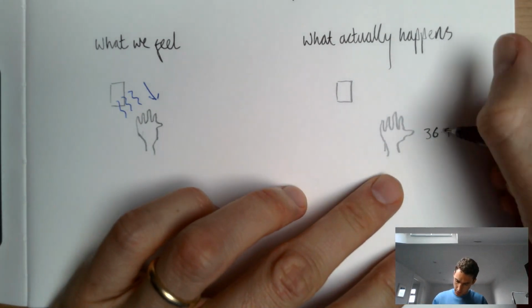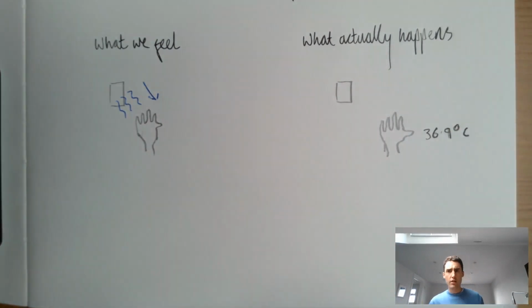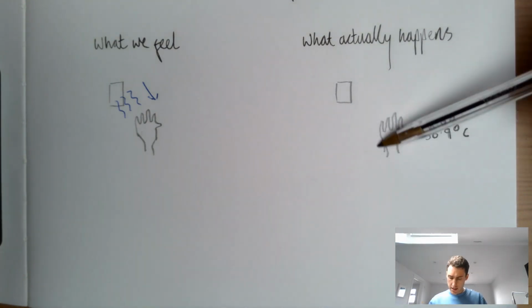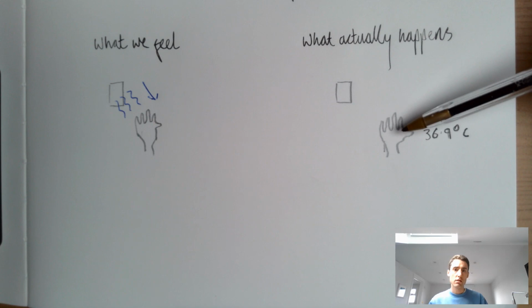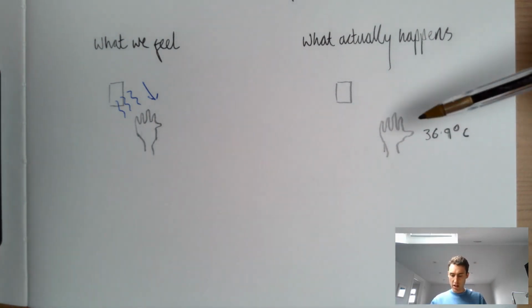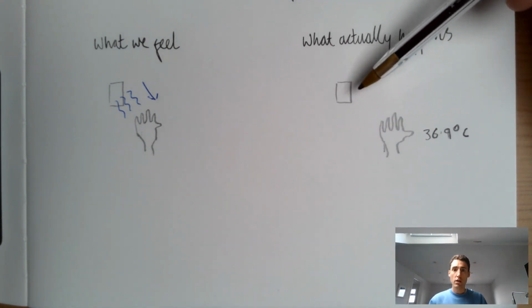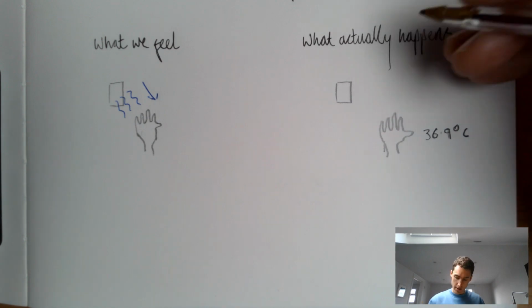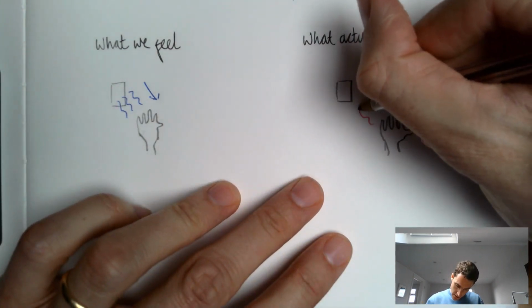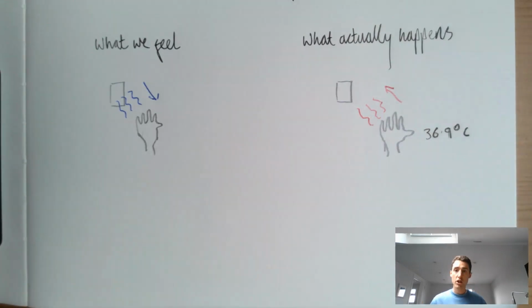Apologies, my pen's not working. 36.9 degrees C. So what's happening here is that the air around your hand is going to be heated. The particles are going to end up with more kinetic energy, and that's actually going to cause the cold can of Coke to receive some thermal energy from your hand. So what's actually happening is thermal energy is going this way from your hand towards the Coke.